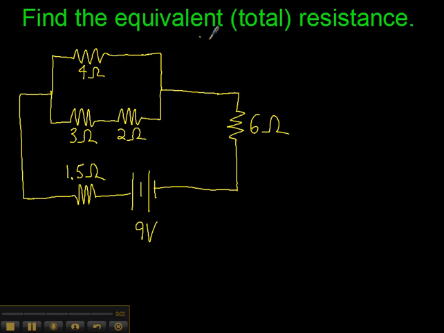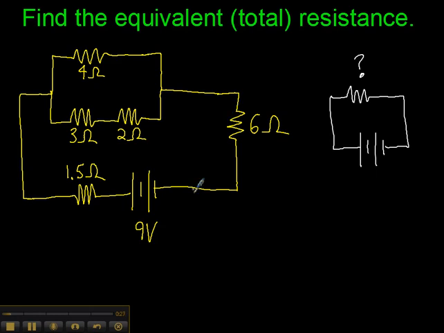Find the equivalent, also known as total resistance. What they mean by that is, in this circuit, they want you to find: if you were to just hook up a circuit that was so simple that it only had one battery and one resistor, what would that resistor have to be in order to have the exact same resistance as this big, clunky, crazy thing?